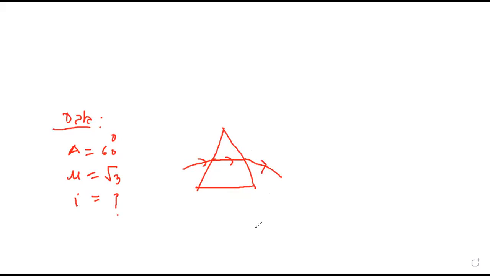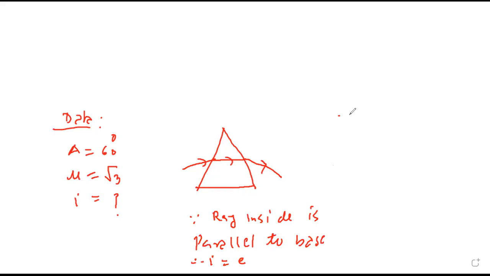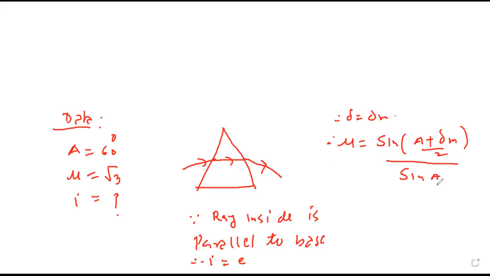So since the ray inside is parallel to the base, therefore I is the same as E, therefore delta equals delta M. And for minimum deviation, we know the prism formula is sine of A plus delta M upon 2 divided by sine A by 2. Now, A plus delta M by 2 is nothing but I only, like sine I upon sine R. So this is sine I only, actually, upon sine A by 2. Please copy till this.